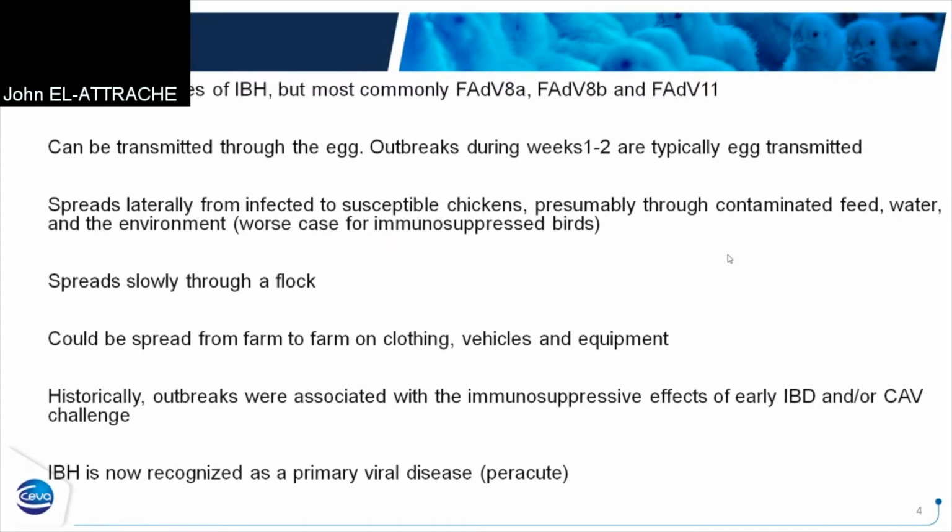Historically, outbreaks were associated with IBD and CAV or any type of immunosuppressive issues. That has changed. The terminology paracute has been around for several years. And now, even today, what we're seeing for the most part, inclusion body hepatitis is a disease that is recognized as the primary viral disease, and it's often not associated with immunosuppression, but it can be and should always be looked at whenever inclusion body hepatitis hits your flock.